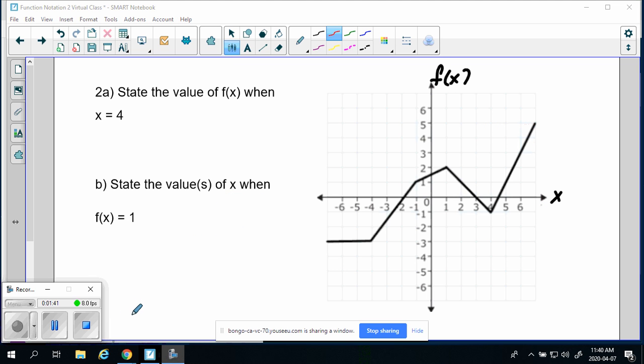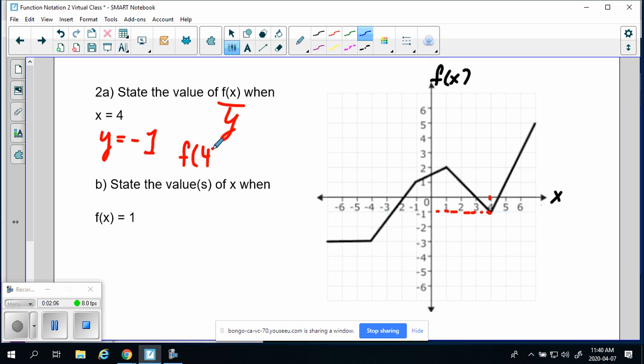Here's question number 2. It says state the value of f of x when x is equal to 4. So that means they want you to give them the value of y, and they have given you the value of x. We're just going to look up x is equal to 4 on the graph right here. It looks like our y value at that point is negative 1. Because we are using function notation, we would say that f of 4 is equal to negative 1. If this was just a short response, you would just put that your answer is negative 1.